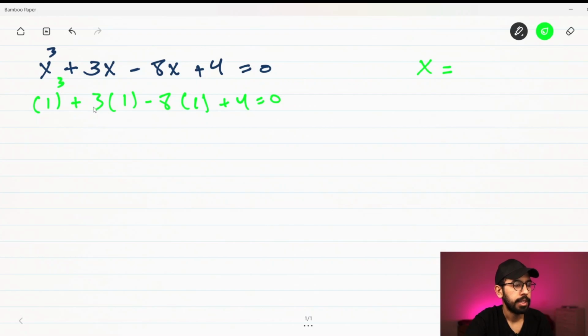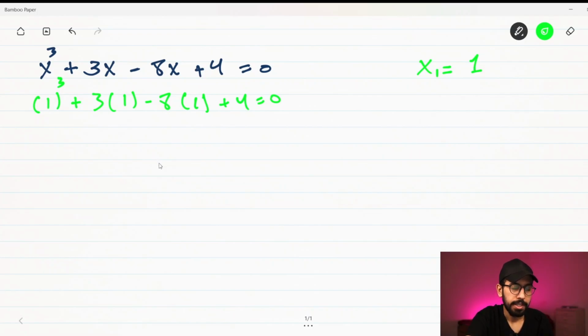1 plus 3 is 4. 4 minus 8 is minus 4. Minus 4 plus 4 is 0. So yeah, here we have it now. Our first x, x1, is equal to 1. So now that we know our first x, what can you do?